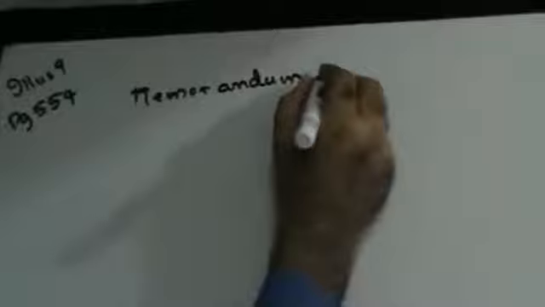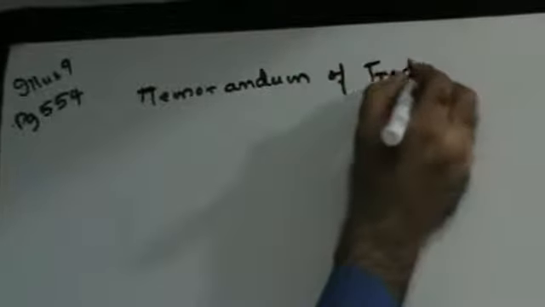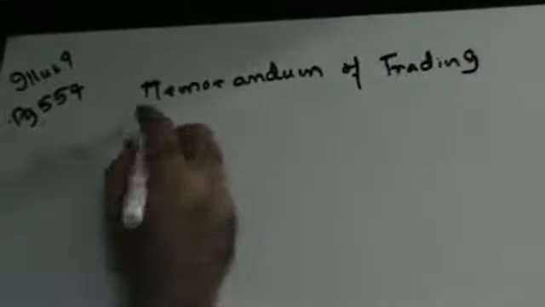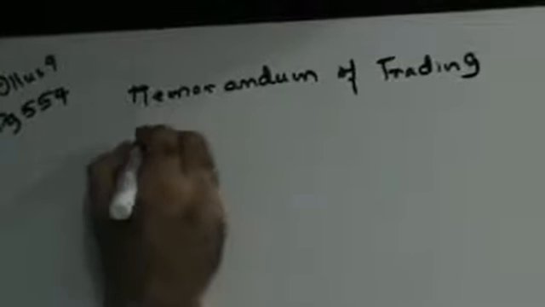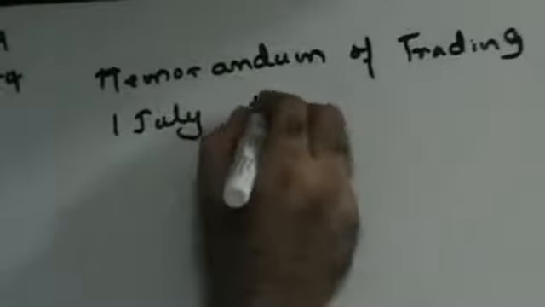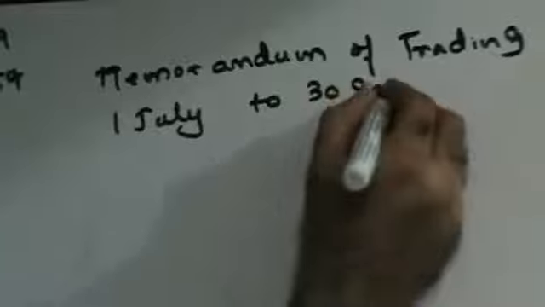Illustration 9, page 554. Bonfire Enterprise closes their accounts on 30th June every year. On 30th September, a major fire destroyed most of their stock. Let's make a memorandum trading account from 30th June, so from 1st July to 30th September.